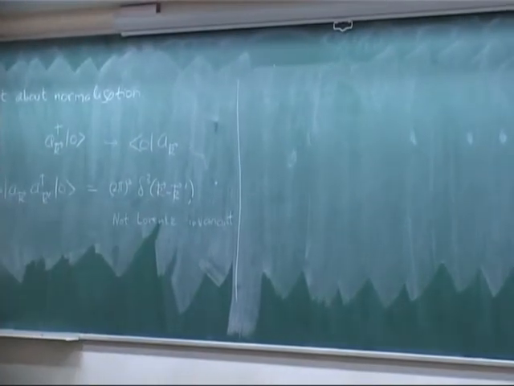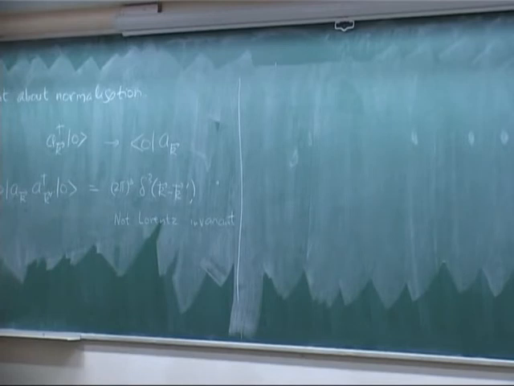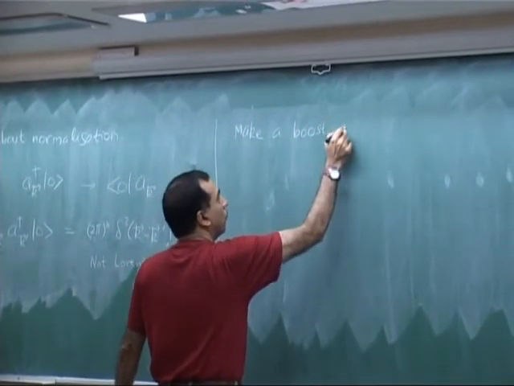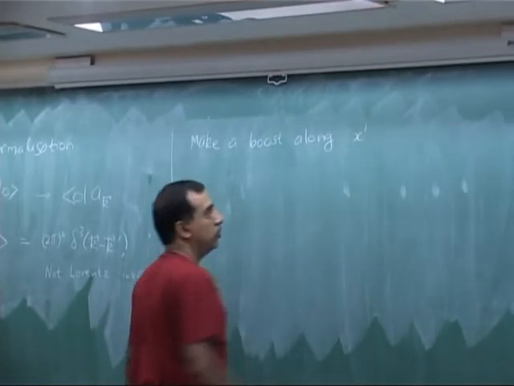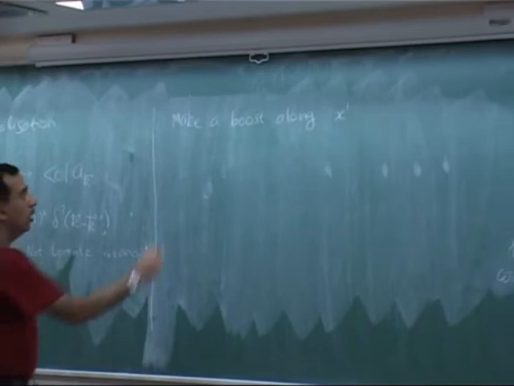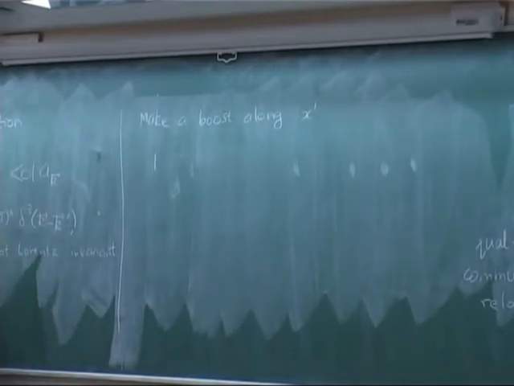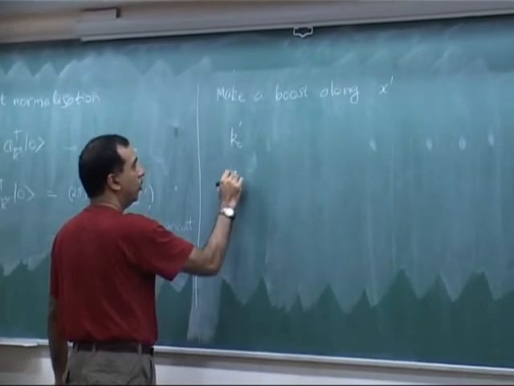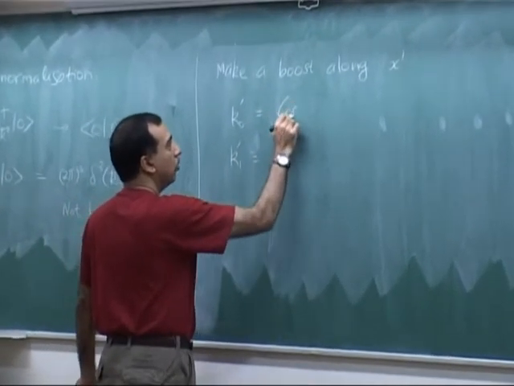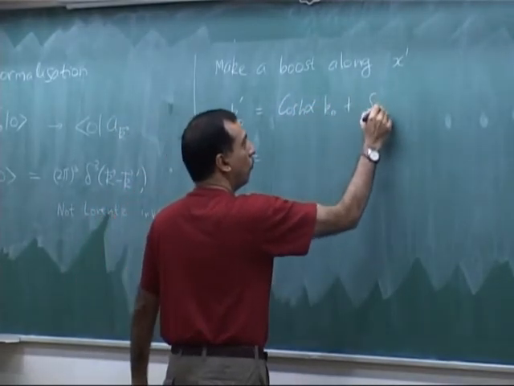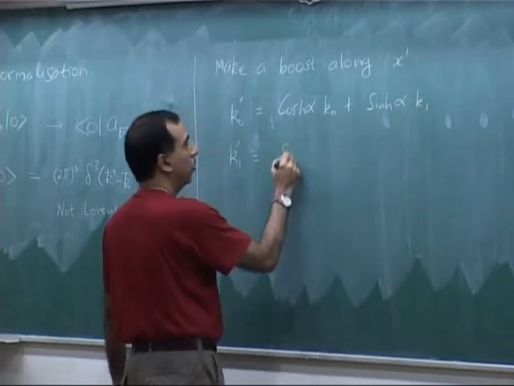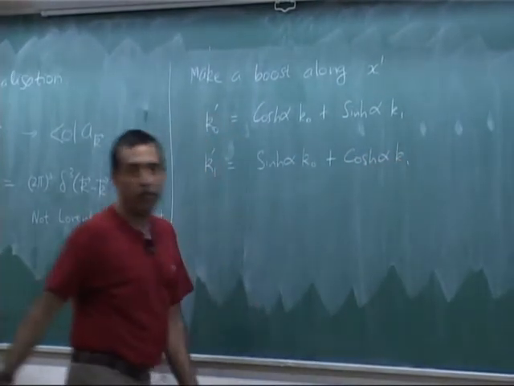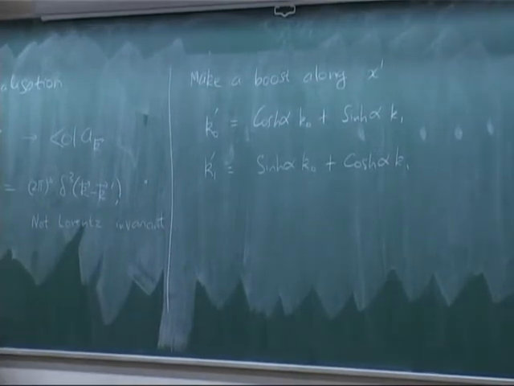And to get that, we notice the following point, which is that supposing we make a boost along x1, then as I showed you yesterday, only the 0 and 1 components will change, the 2 and 3 components will not change, so we forget about those. And the way the 0 and 1 components change is that k0 prime and k1 prime are given as follows, where alpha is some parameter associated to the boost, which is related to the boost velocity.